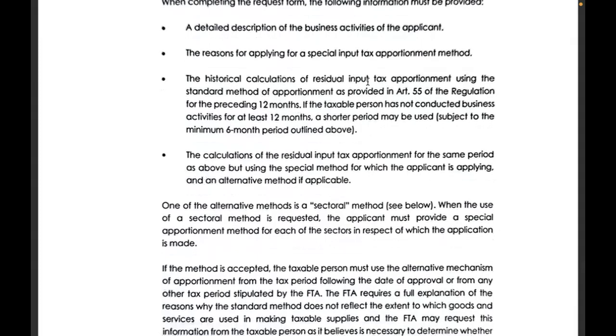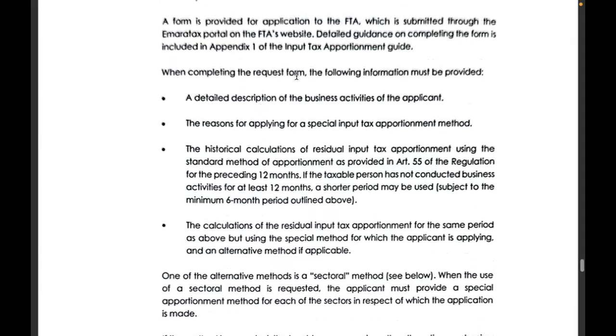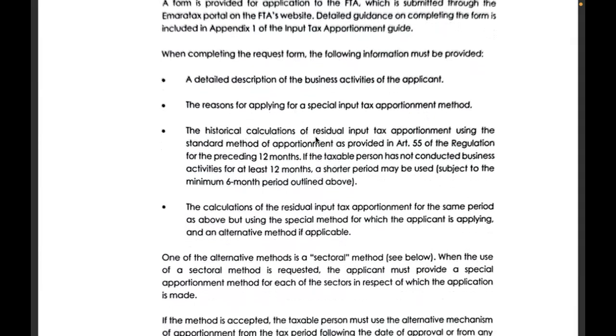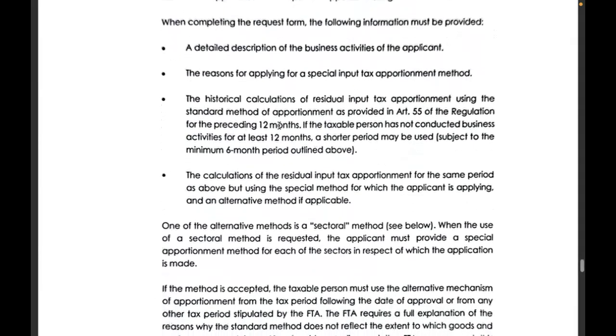Historical calculations of residual input tax apportionment using the standard method. What are we looking at? One of these bullet points: when completing the request form, the following information has to be provided. So historical calculations also have to be provided of residual input tax apportionment using the standard method of apportionment as provided in Article 55 of the VAT Executive Regulations for the preceding 12 months. So during the last 12 months, how we applied the standard method. If the taxable person has not conducted business activities for at least 12 months, a shorter period may be used.